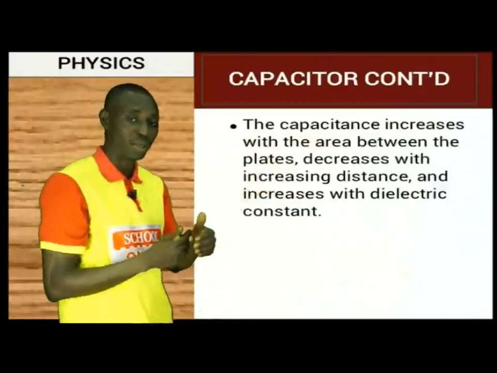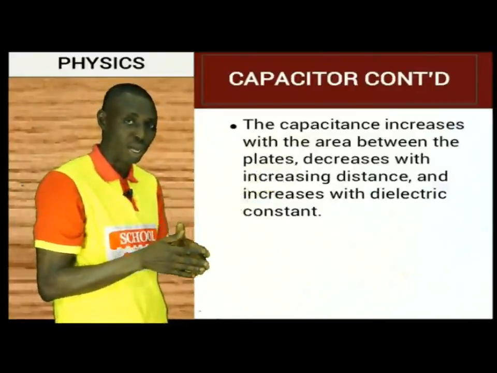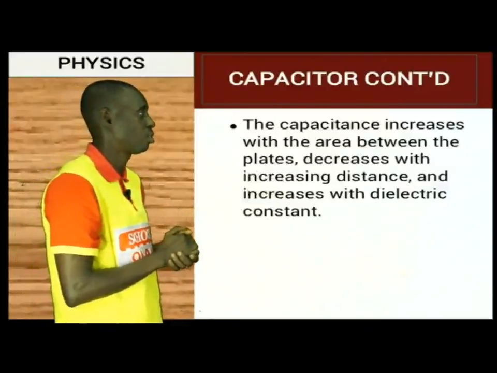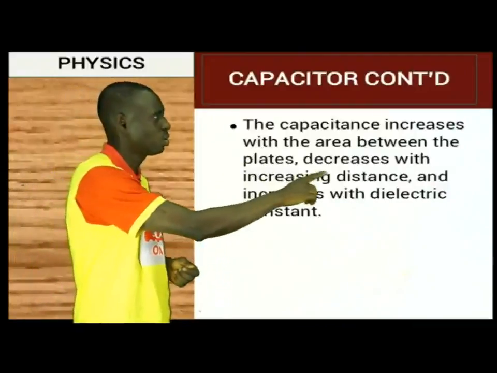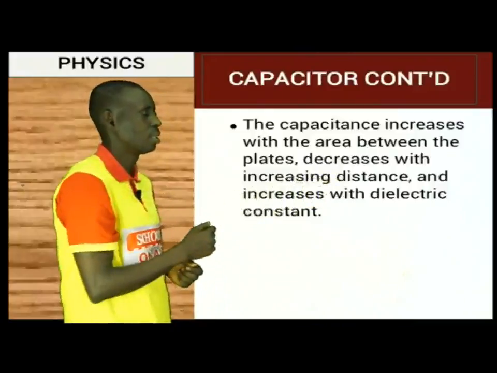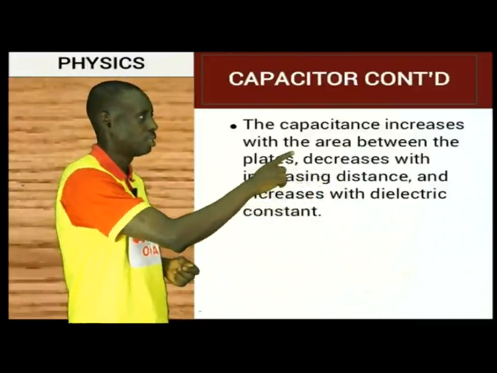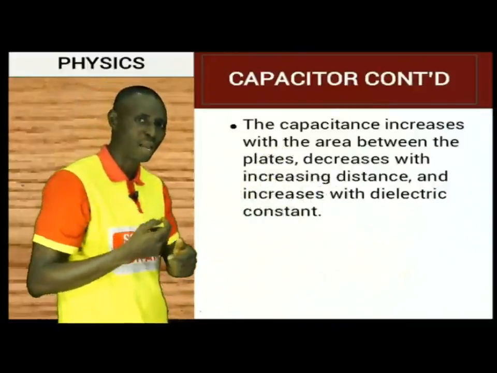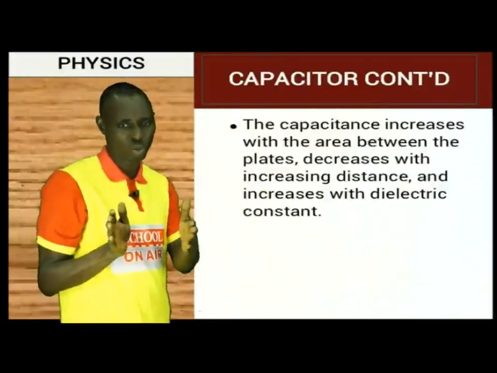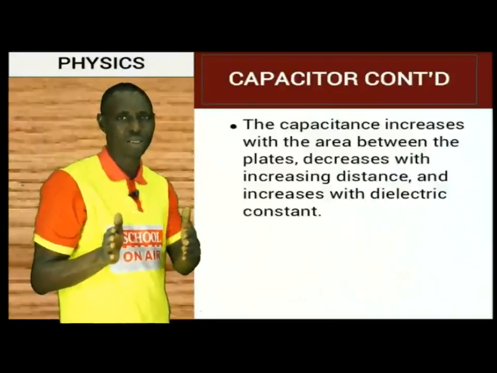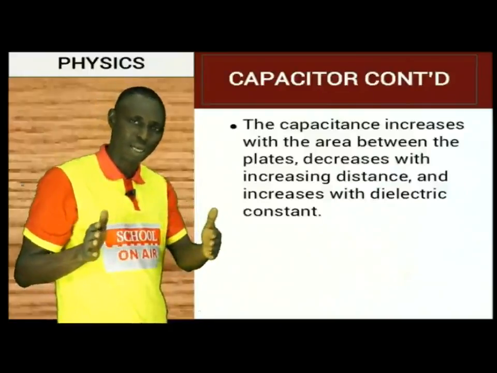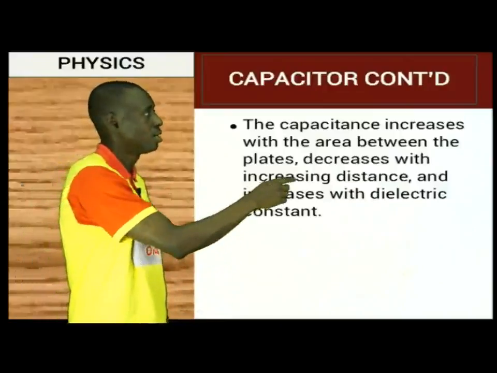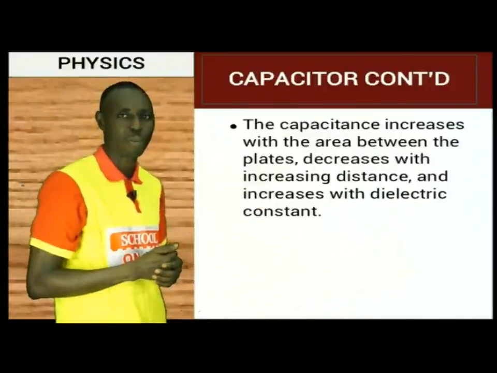So the bigger the area, the more the capacitance between those two plates of a capacitor. And the capacitance also decreases with increasing distance. As you increase the distance, there will be a decrease in capacitance. You remember that I was saying at the beginning that the distance between those two plates is not going to be that large, because the larger the distance between those two plates, the lower the capacitance of a capacitor.